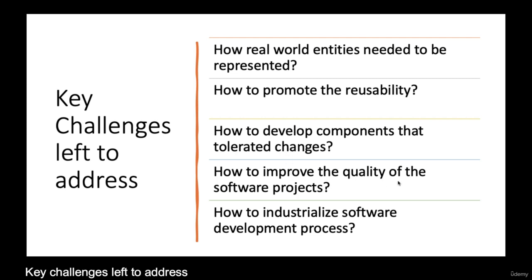Then they wanted to improve the quality of software projects. That also was a key challenge. And they also wanted to industrialize the software development process. Software development is nothing like a normal process. It's not like using raw materials and building a product in a factory. It's kind of different. So there should be a way to industrialize and make the way of software development more popular. This was another key challenge which programmers wanted to address at that time.